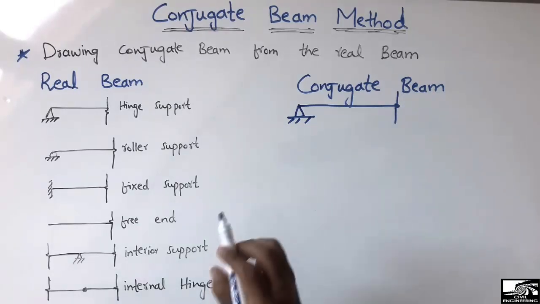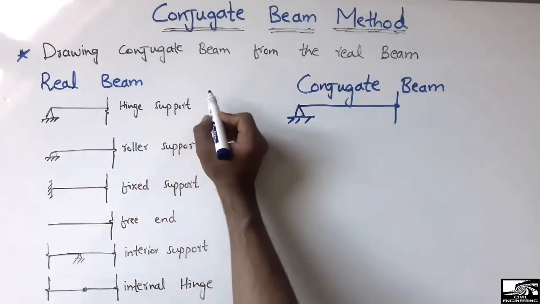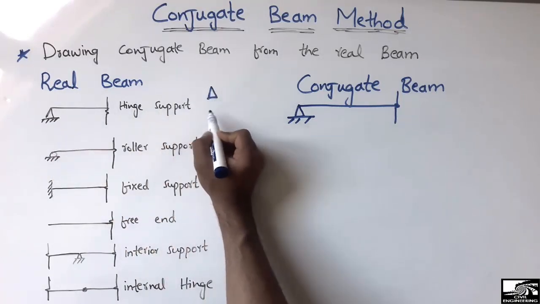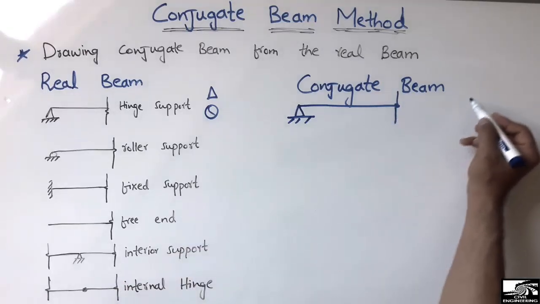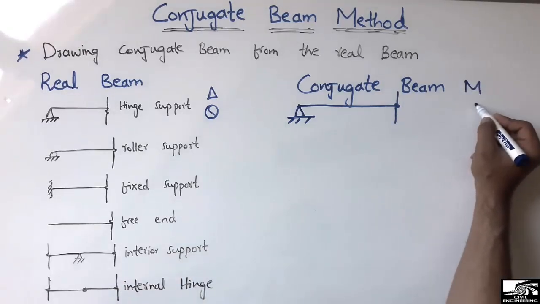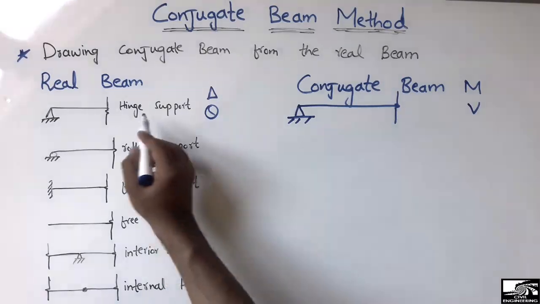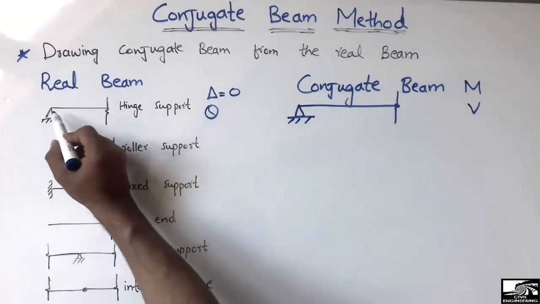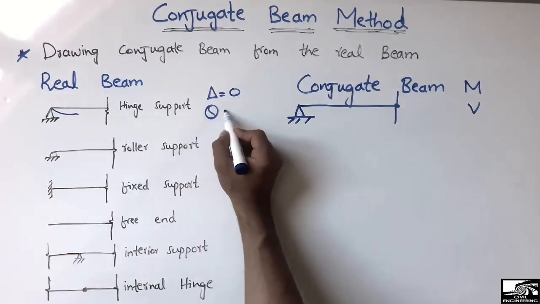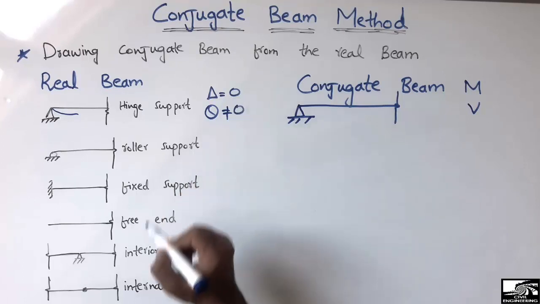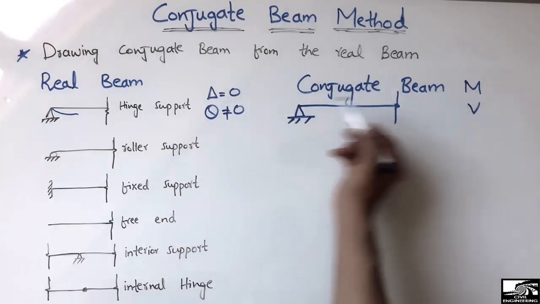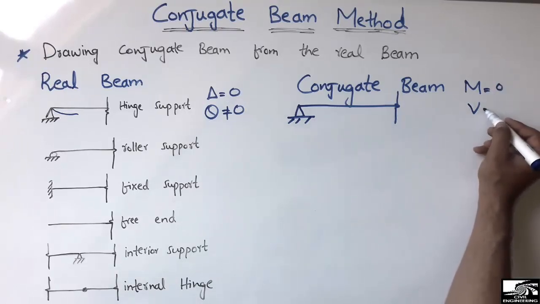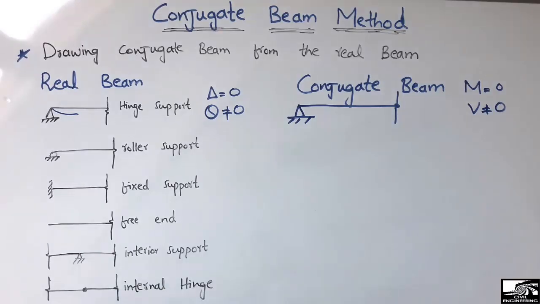The same. But in the real beams, there are two things: one is the deflection and one is the slope. While in the conjugate beam, they are the moment and the shear force. So at the hinge support, the deflection is equal to 0. But the slope is not equal to 0, right? It deflects in this way, so the slope is not equal to 0. In the conjugate beam, we have the same: the deflection is 0, so the moment will be 0. The slope is not equal to 0, so the shear force will not be equal to 0.